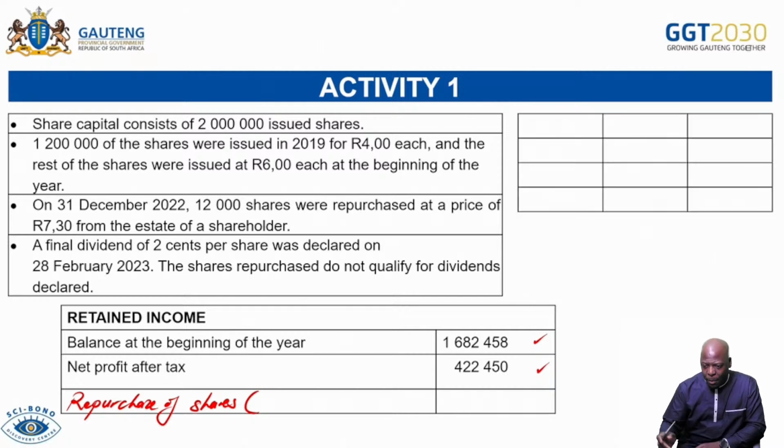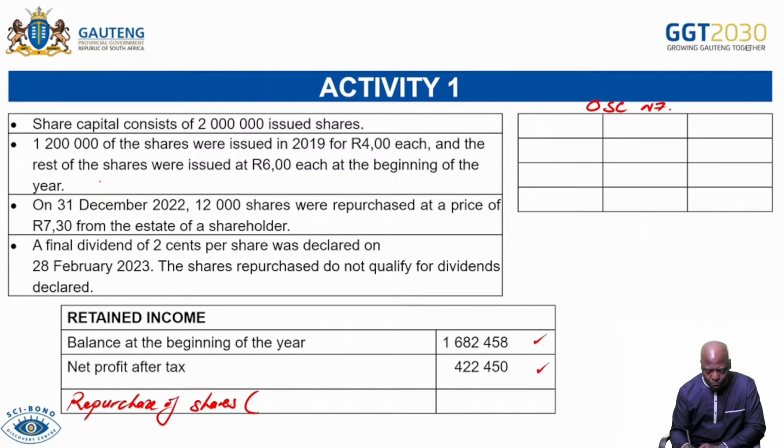So I'm going to do my ordinary share capital note here. Here's my ordinary share capital note, note number 7. Let's hear what they say. Share capital consists of 2 million issued shares. 1.2 million of these shares were issued in 2019 at 4 rand each, and the rest were issued at 6 rand each at the beginning of the year.